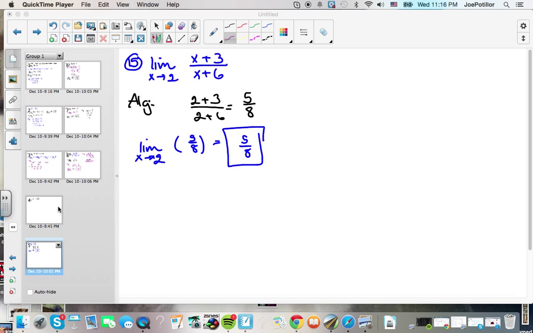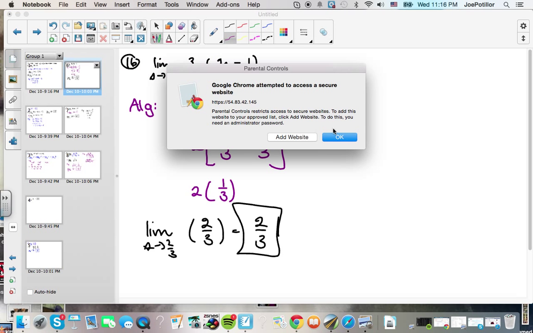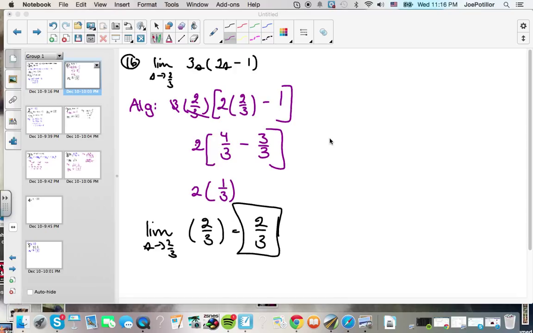Okay, on to 16. For 16 we have the limit as s approaches 2/3 of 3s times (2s plus 1), minus 1. So again, it's a polynomial function, so we can simply plug in 2/3 wherever we see s.